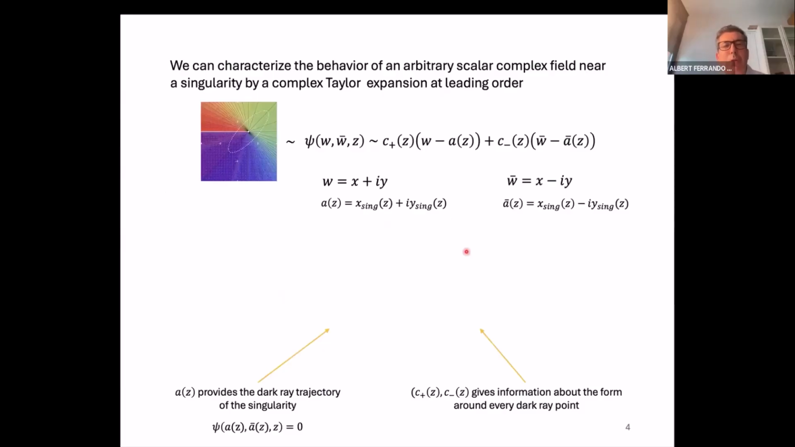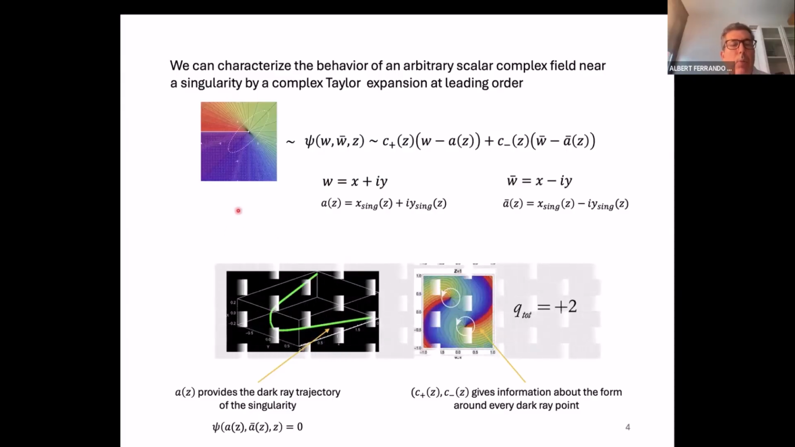You see some similarities with polarization, but in fact we're not going to talk about polarization, because we're always talking about the scalar complex field. What you can see here is what you would expect of a simple complex Taylor expansion, at least to first order, around a phase singularity located at a complex point I call A. The first term will be the value of the field at the phase singularity, which is always 0. So the first leading order will be linear, either in the complex variable W or W conjugate, or X and Y. And the position at every Z of the singularity will be given by this number. In fact, this one will provide us with these dark ray trajectories, right?